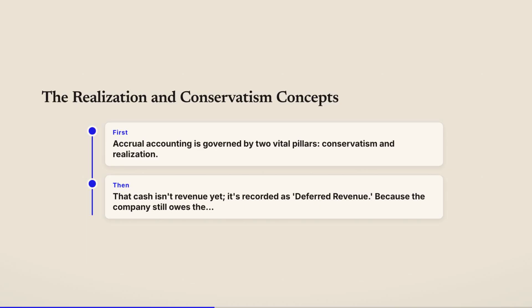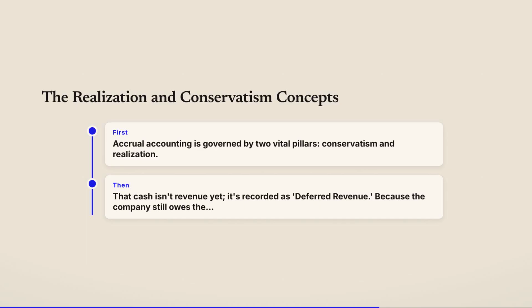Let's walk through a 3-day scenario. On Monday, a customer promises to buy a custom sofa. We realize nothing yet. On Tuesday, we deliver that sofa. This is the realization event. The revenue is recorded now. Even if the customer pays on Wednesday, the revenue belongs to Tuesday's books.